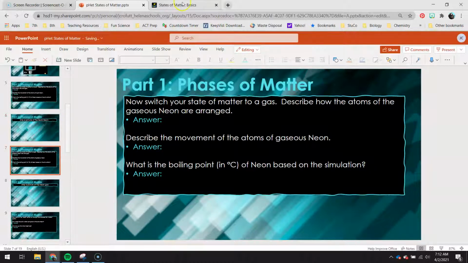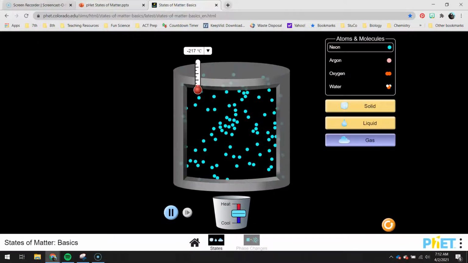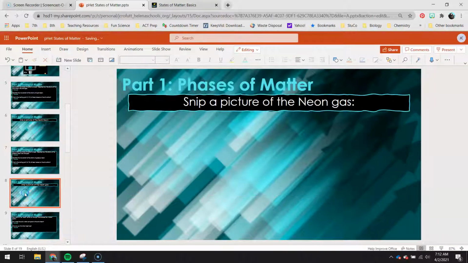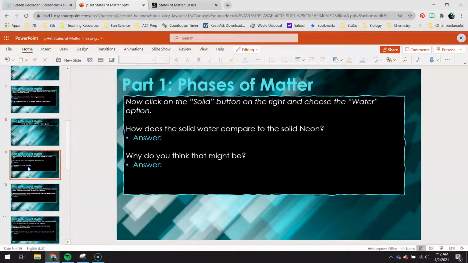Now switch it to a gas. There we go. Describe how it's arranged, talk about boiling point, things like that. Snip a picture. And then moving on, we're gonna compare what we saw as solid neon to solid water.